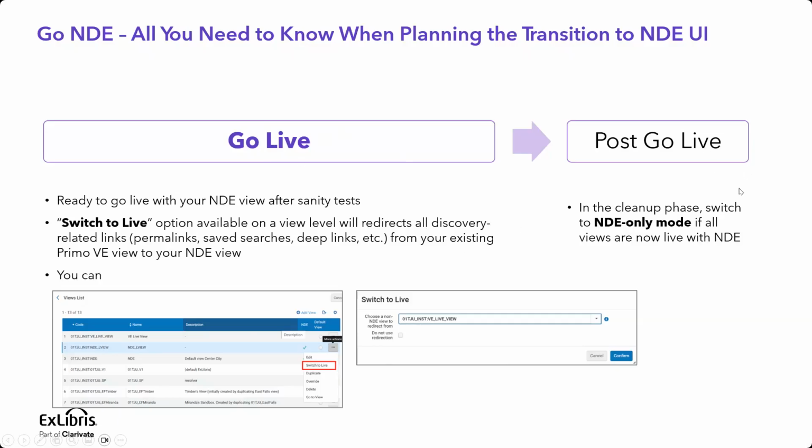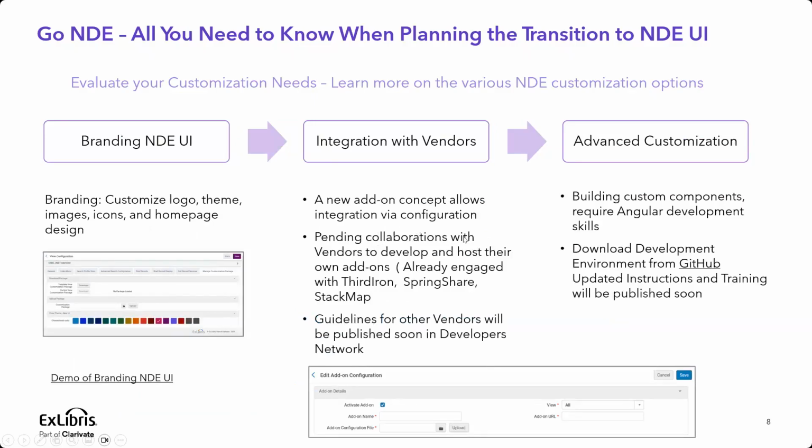Of course, once all of your views are NDE, post go live, you can decide to work only in NDE mode and see all your NDE views and not the Primo VE view. You will open a case and we will make your environment only NDE mode. So this is all of the steps that can help you to plan the transitions. And of course, all will be documented under the Go NDE folder, and we will enrich it more and more with more answers to your questions.